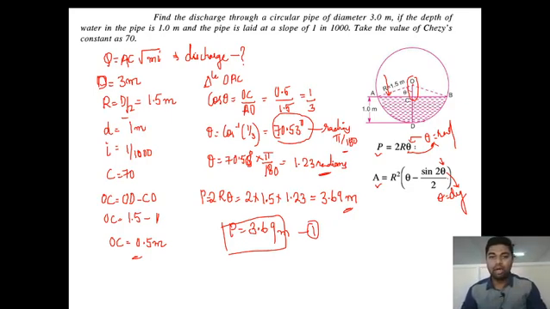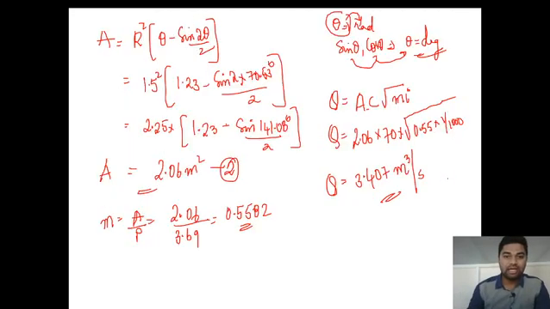This is the discharge for the circular channel of diameter 3 meter, depth of flow 1 meter, bed slope 1 in 1000 and Chezy's constant 70.